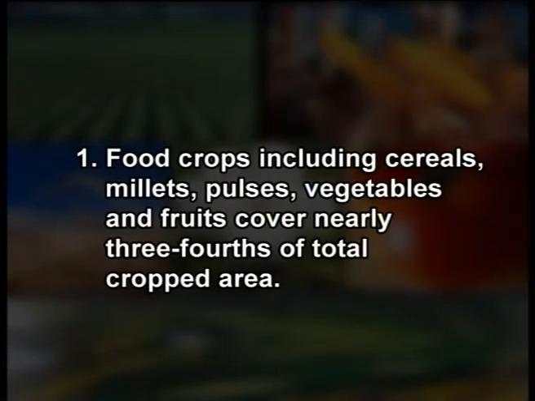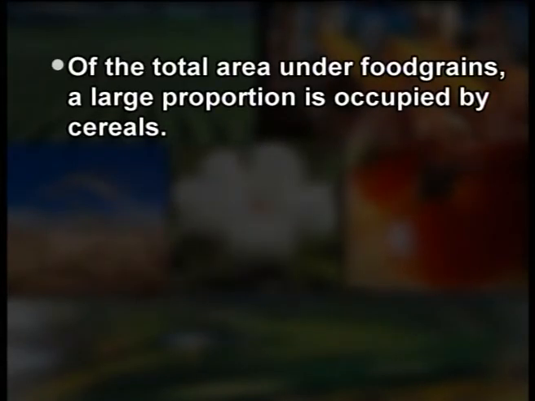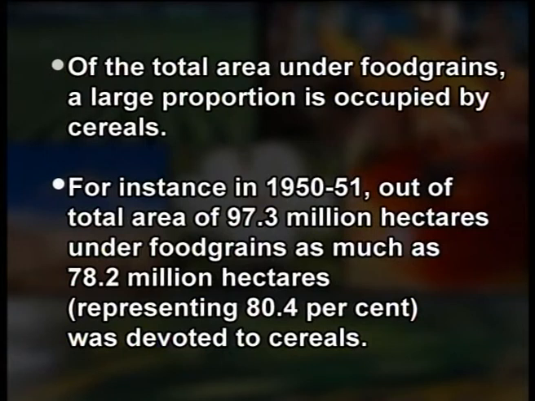Number 1, food crops include cereals, millets, pulses, vegetables and fruits, and they cover 3/4 of the total cropped area. Of the total area under food grain, a large proportion is occupied by cereals. For instance, in 1950-51, out of a total area of 97.3 million hectares under food grain, as much as 78.2 million hectares, representing 80.4%, was devoted to cereals.